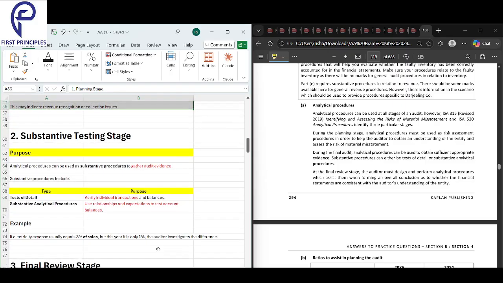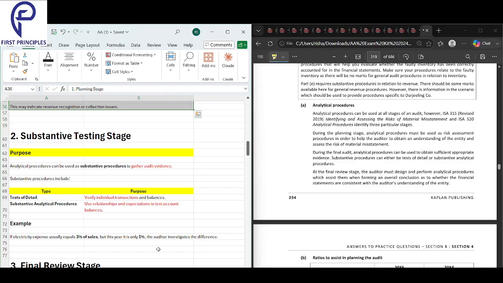Now coming to using analytical procedures in the substantive testing stage. In the substantive testing stage, what do we do? We utilize analytical procedures. What do we do here? Firstly, we gather audit evidence.